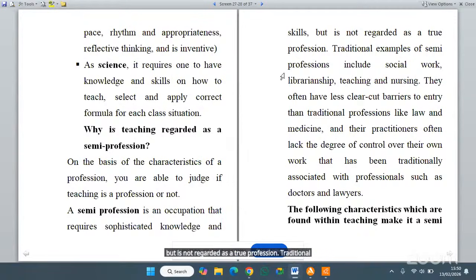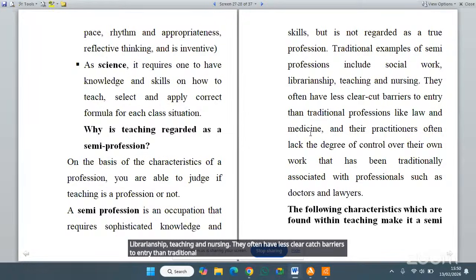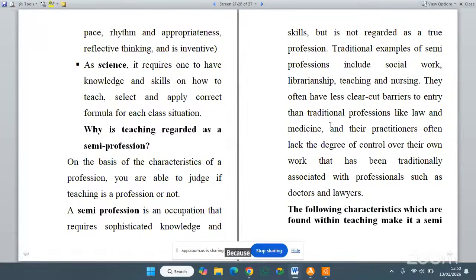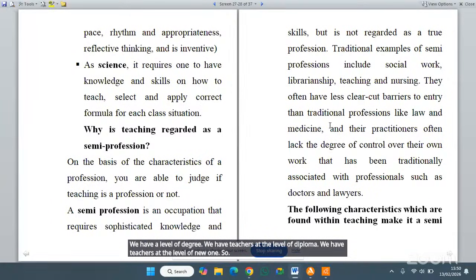Traditional examples of semi-professions include social work, librarianship, teaching, and nursing. They often have less clear-cut barriers to entry than traditional professions like law and medicine, because you have teachers with different levels of entry into the profession. We have teachers at the level of degree. We have teachers at the level of diploma. We have teachers at the level of certificate. So who is a professional and who is not?